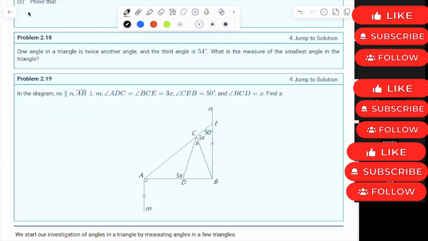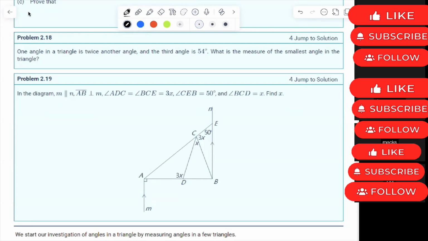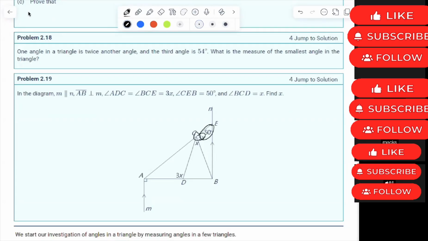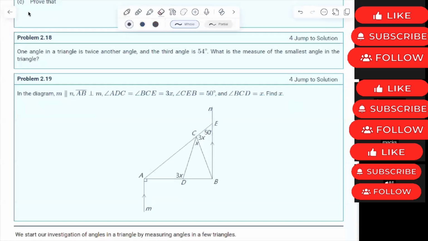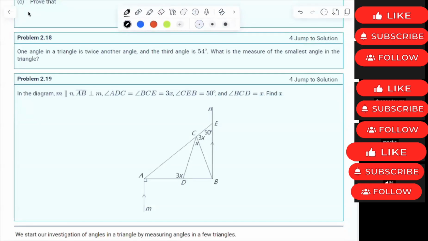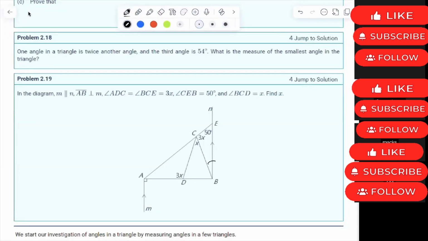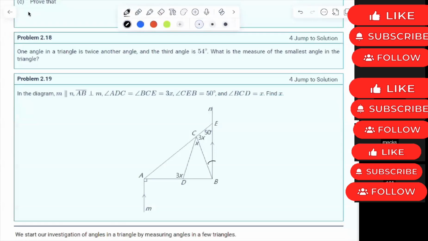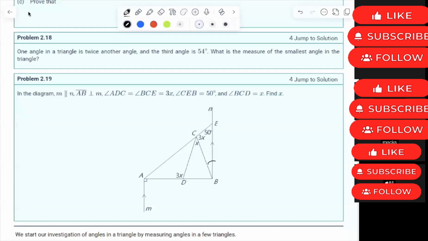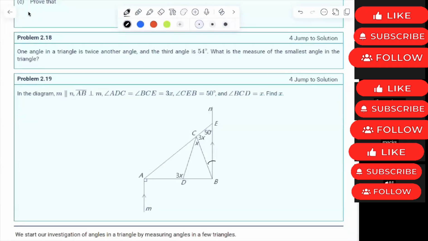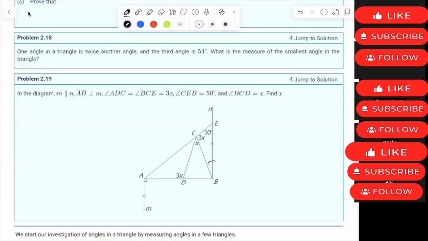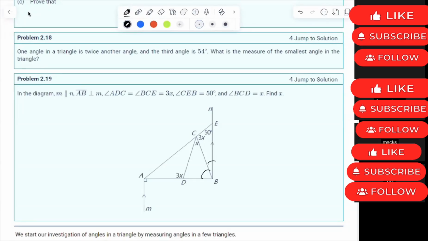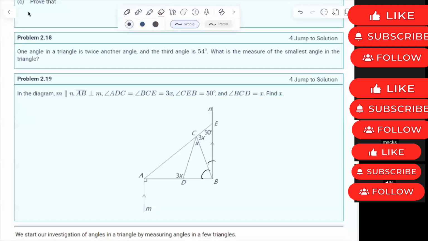So how do you do this? Well, notice this is 50 degrees, 30 degrees. We can find this angle. All right, we can find that angle. We have ADC, BC, CB is equal to 50, BCD is equal to x. We want to find x. Well, I want to show that this is 90 degrees. And this is indeed, since there are transversal lines.